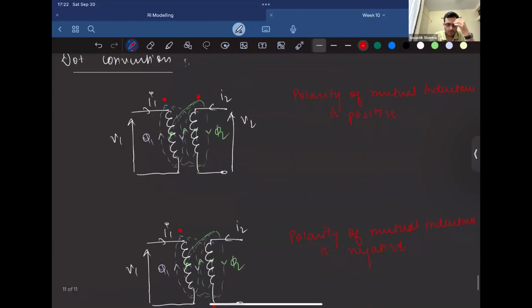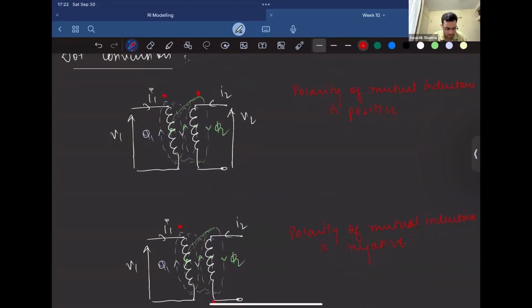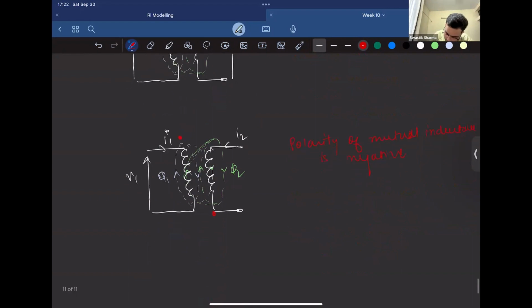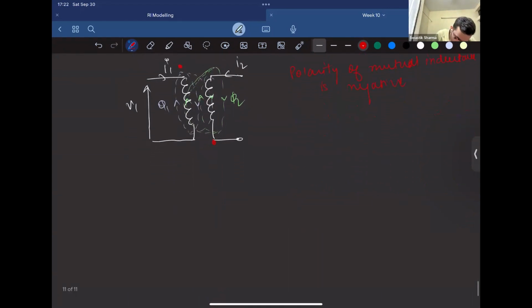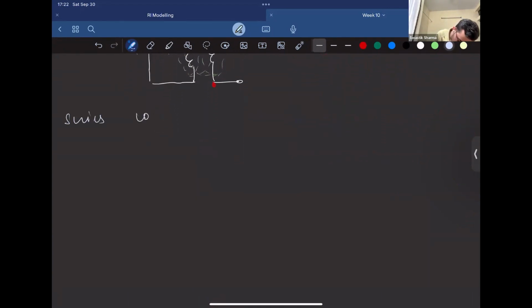Right now, let's solve some questions too. So let's see what happens in series. Series connection. When two coils are placed in series with dotted terminals at the start of each conductor, the L equivalent is nothing but L1 plus L2 plus 2 times M.